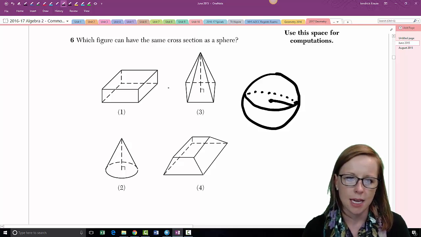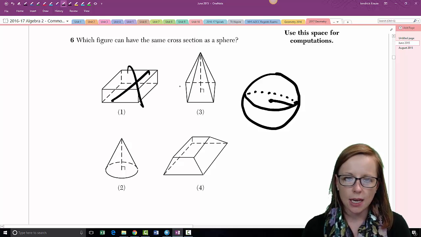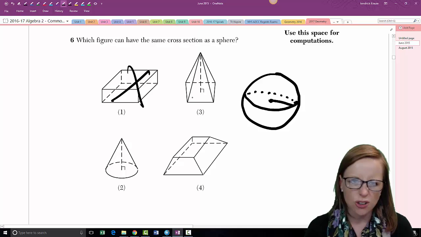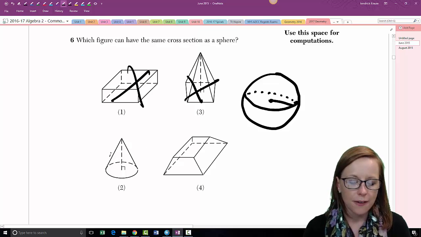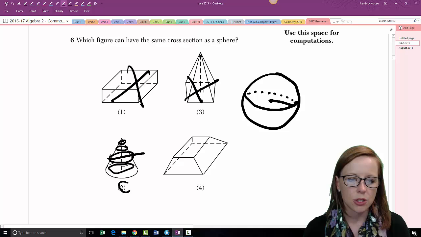Which of these will have the same cross-section? Well, obviously choice 1 is all rectangles, so there's no way to get a circle. Choice 3 is rectangle, I'm not sure if they're square, and then triangle shapes. There's no way to get a circle out of there. But choice 2, if I cut it this way, I will get circular cross-sections in here. So it has to be choice 2.